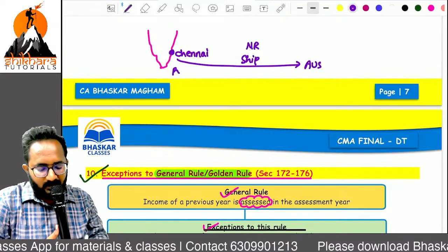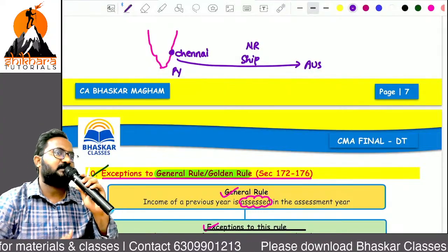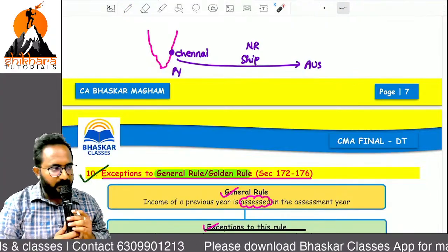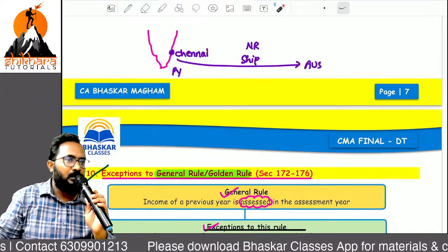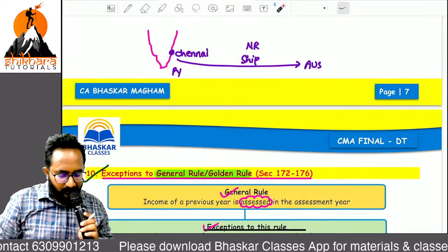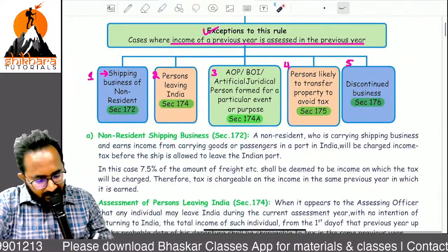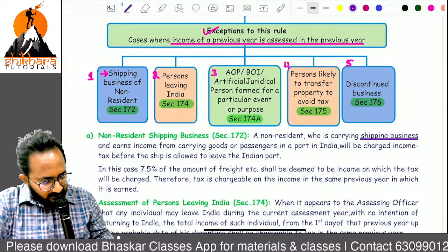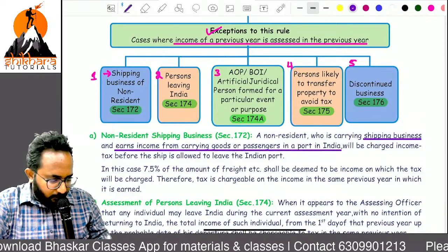For example, during the previous year, at the time of departure itself, we can collect the tax. Why are we collecting the tax in that previous year itself? In the assessment year, maybe he can come to India or may not. That's why, remember, a non-resident carrying on shipping business earns income from carrying of goods and passengers from any port in India.